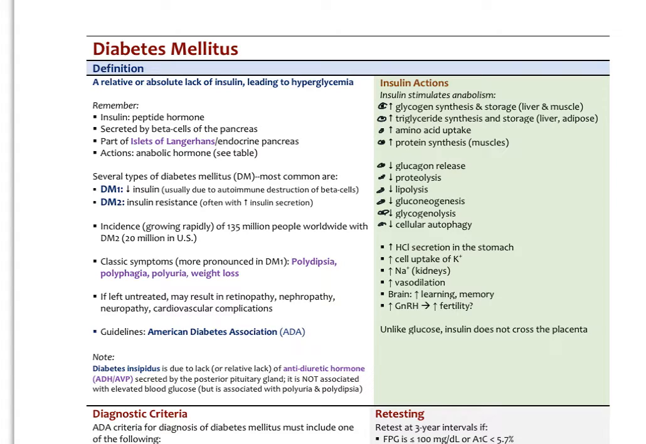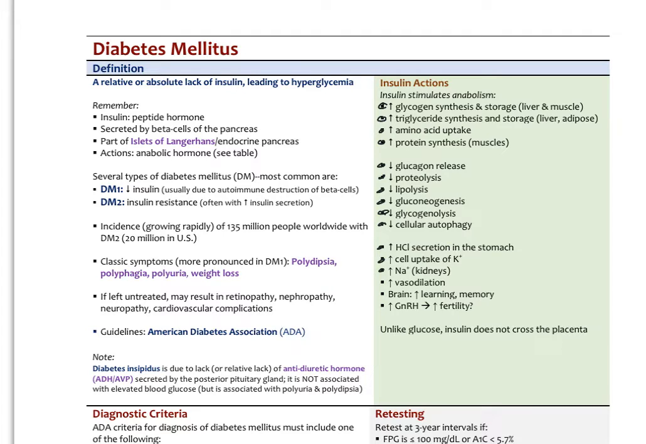Insulin has an effect on increasing stomach acid as well as the cell uptake of potassium. And remember that a treatment for hyperkalemia is essentially to give insulin, and that drives the potassium back into the cells. It also increases the sodium reuptake via the kidneys.